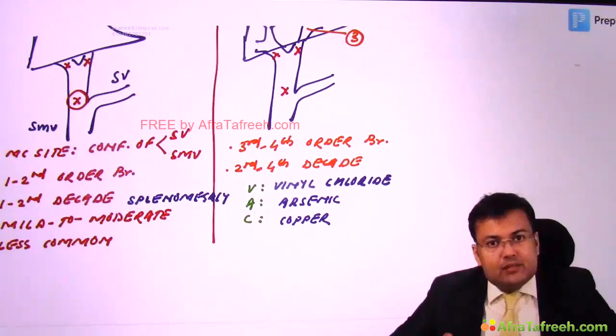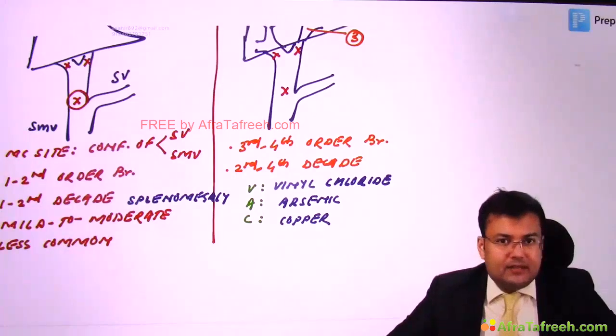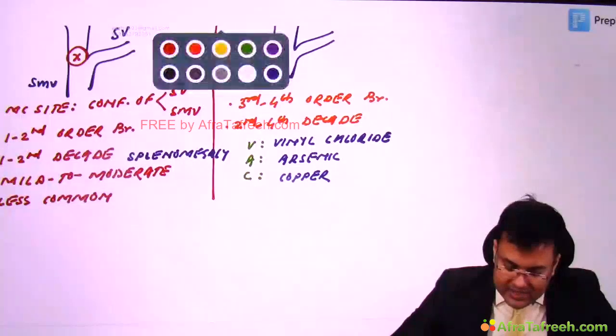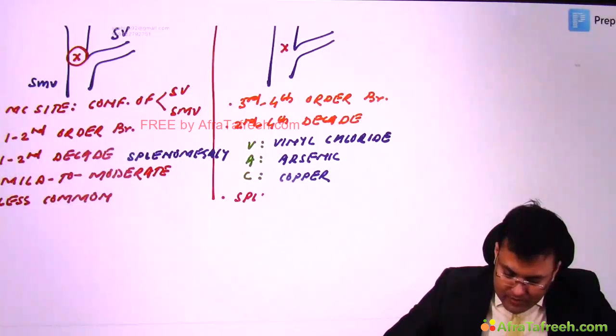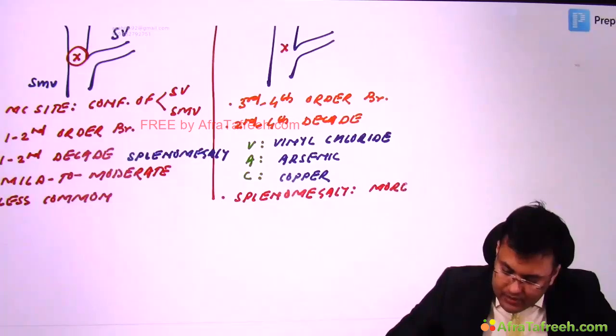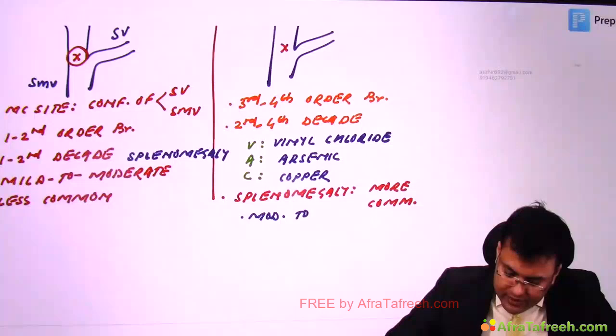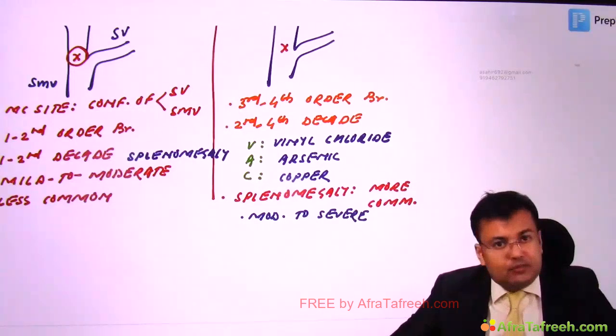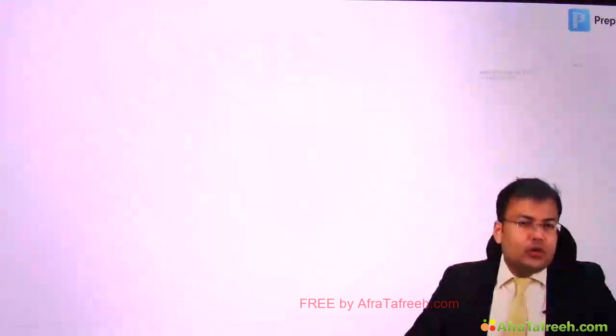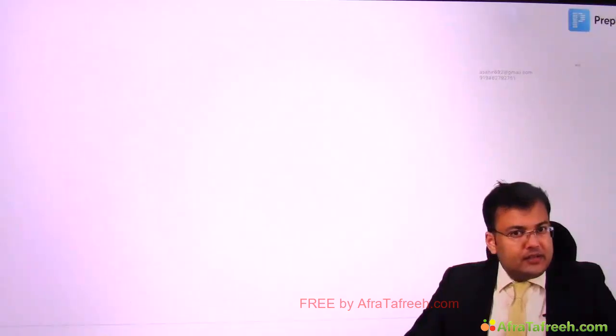The splenomegaly is moderate to severe and generally splenomegaly is more common. So in this case, splenomegaly is more common, and it's moderate to severe. Clear? So this is a favorite topic of AIIMS, frequently asked both in medicine and surgery. Two other topics which are frequently asked in medicine and surgery, one is Budd-Chiari syndrome and one is veno-occlusive disease.